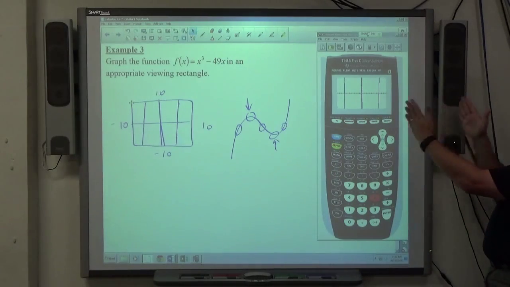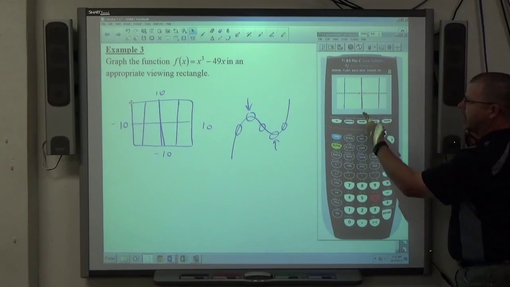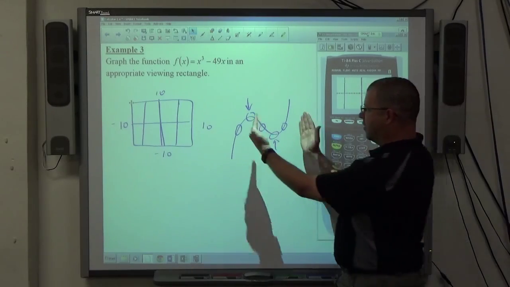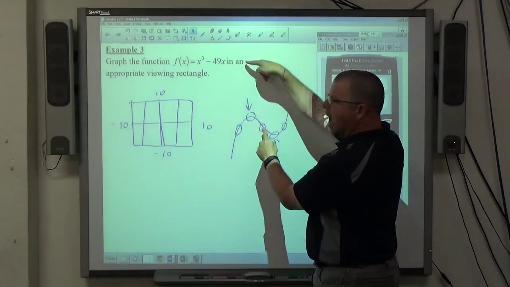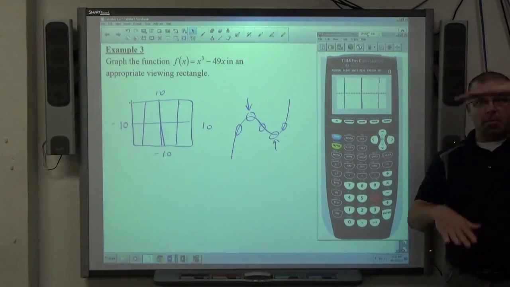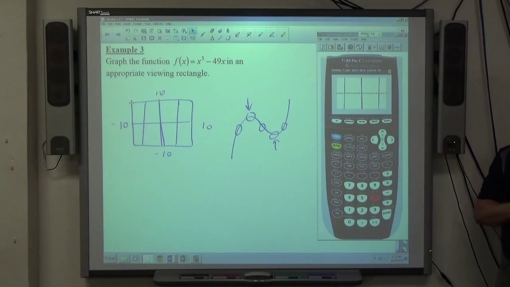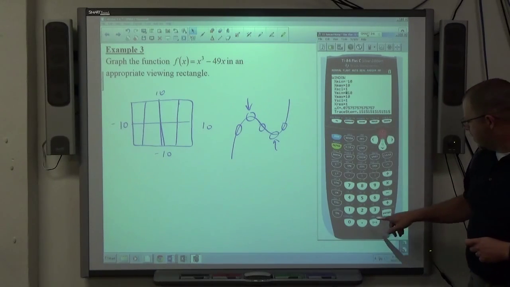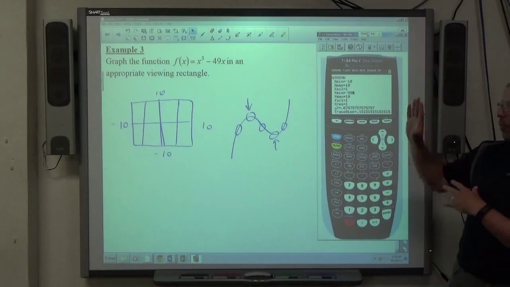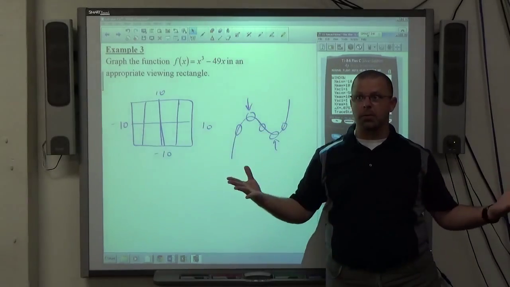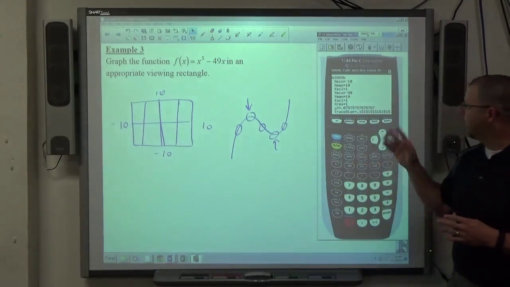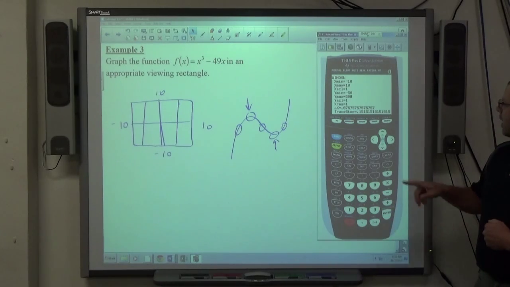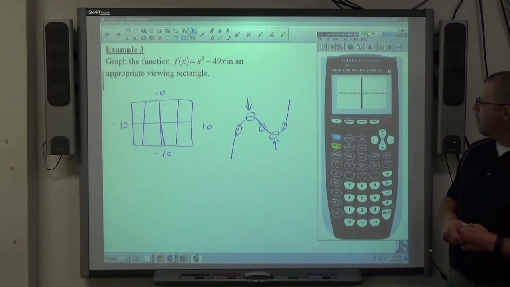Looking at the x interval, it goes up, then down, then up. That's good, but I'm not going high enough up or low enough down to get the top and bottom of this thing. Somebody give me a guess as to how far up I should go. 50. How about how far down? Negative 50. So we'll try negative 50 and 50 and see what happens. Here's a situation where I've got my initial graph and I might have to play with the numbers a little bit before I get my good graph. So negative 50, 50. Hit graph again and maybe we'll see the top and bottom this time.